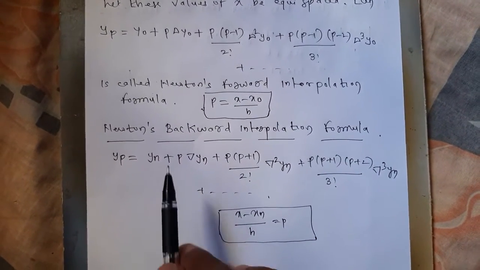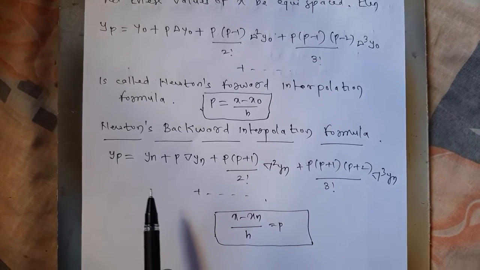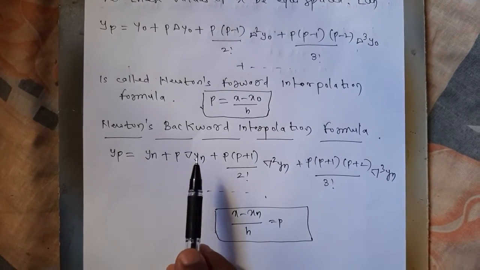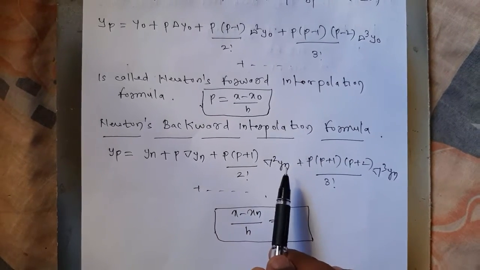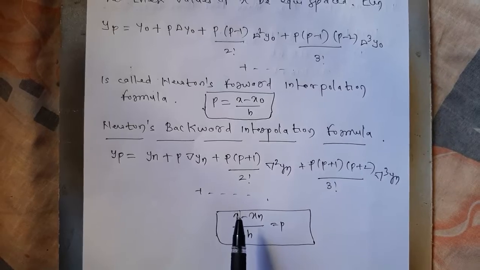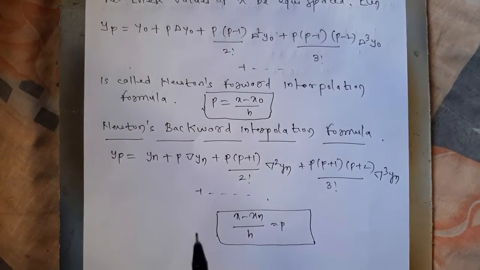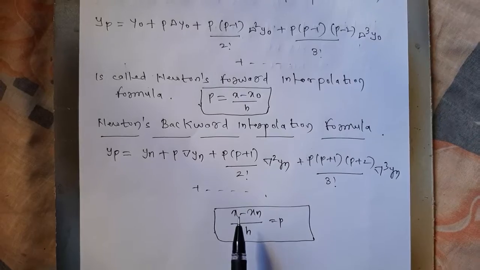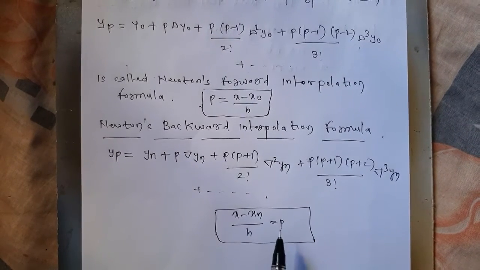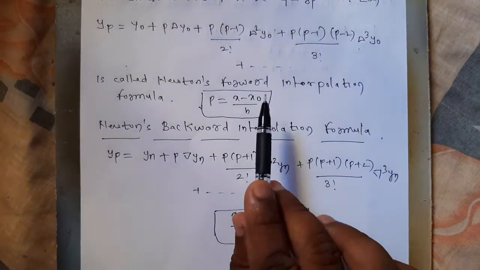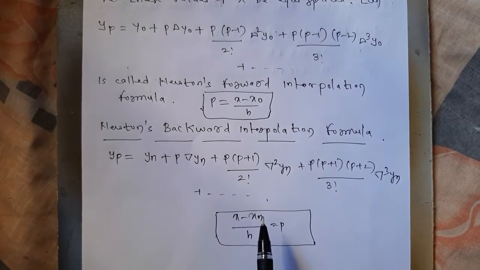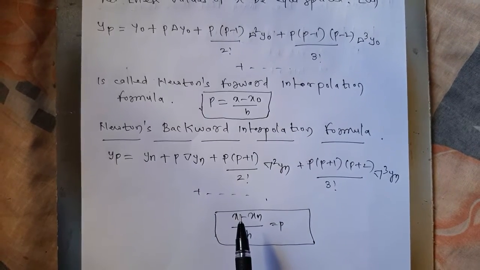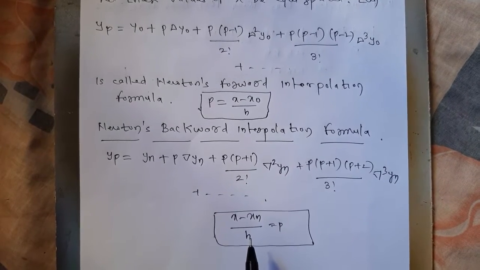Similarly, Newton's backward interpolation formula is given by yp equal to yn plus p into reverse del of yn plus p into p plus 1 upon 2 factorial del square of yn and so on, which is called Newton's backward interpolation formula. Here p is calculated by x minus xn upon h. Here x0 indicates the first value, xn indicates the last value and x is the given value. And already we know that h is the width.